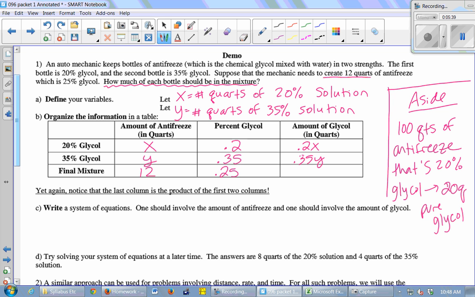And then how do I figure out how much pure glycol is in my final mixture? 12 times 0.25. And what's a quarter of 12? No, it's 3. There's a typo in your packet. A quarter of 12 is 3, so fix that. Typo in packet: it says 4, it's supposed to be a 3.